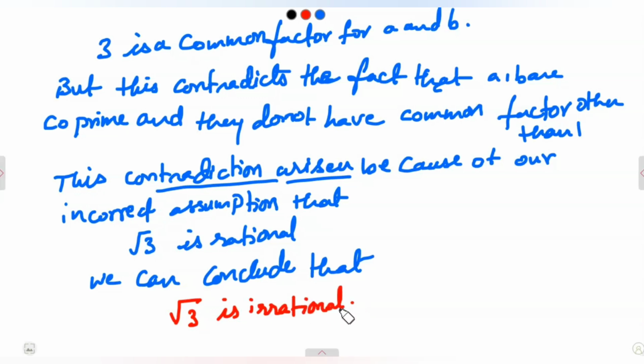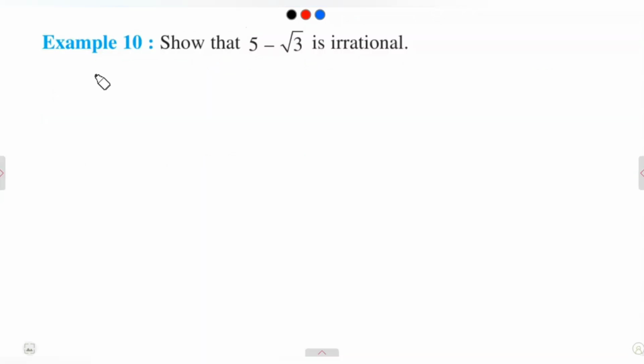Okay. Next, go to example 10. Now let us see example 10. Show that 5 minus root 3 is irrational. We need to show that 5 minus root 3 is irrational. That means the difference between a rational number and an irrational number is an irrational number. We are going to prove that.